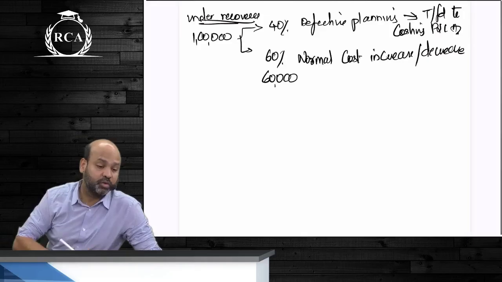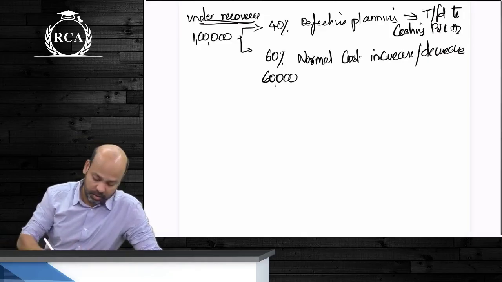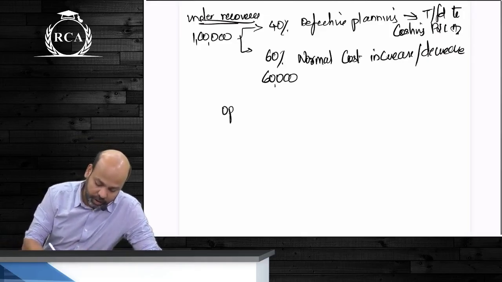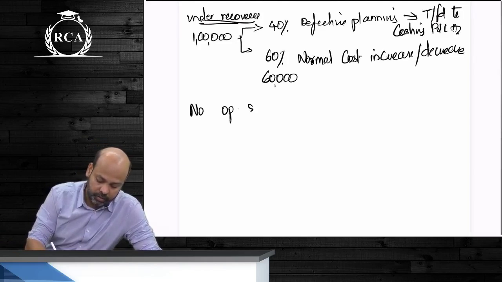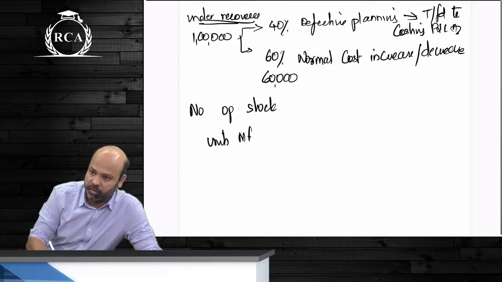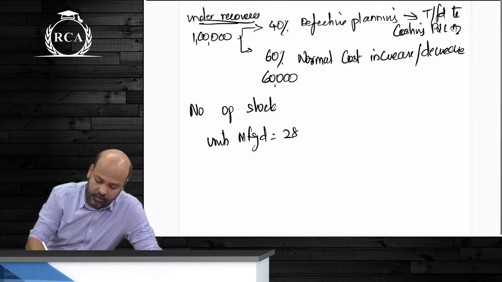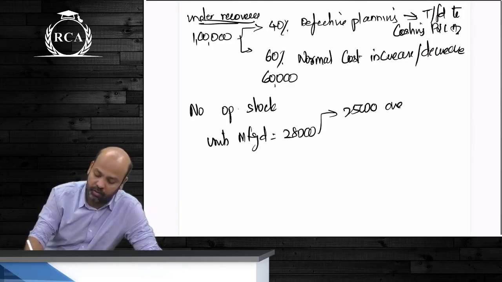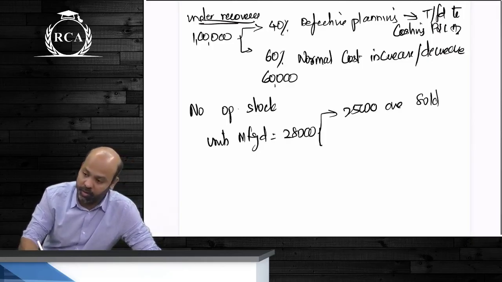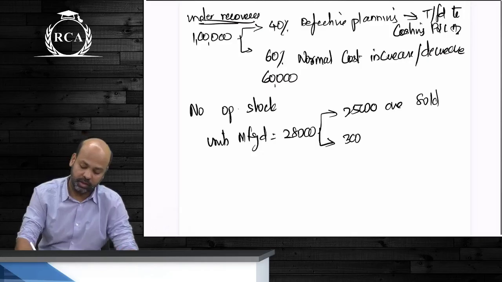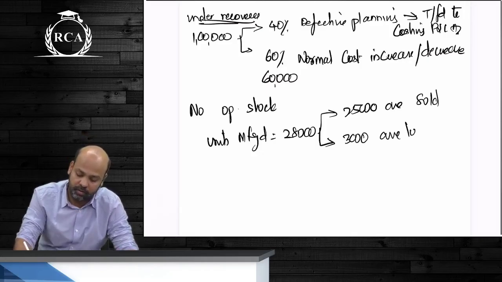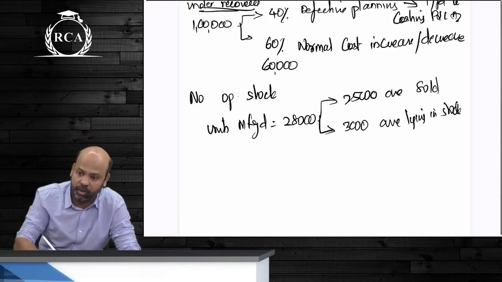This 60,000, guys, which is on account of normal cost increase or decrease, I told you it will be adjusted to all the units that are manufactured during the year. Let's say, beta, that we do not have any opening stocks. Okay? Units manufactured, guys, are about 28,000, out of which 25,000 are sold. 3,000 are still lying in stock. That is finished goods.